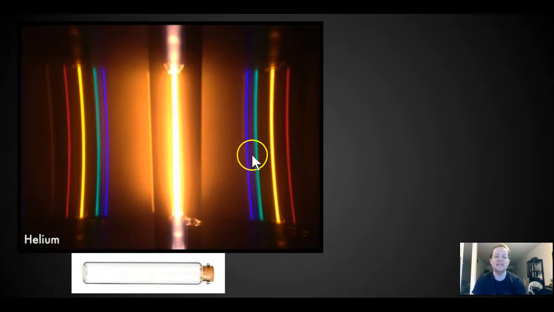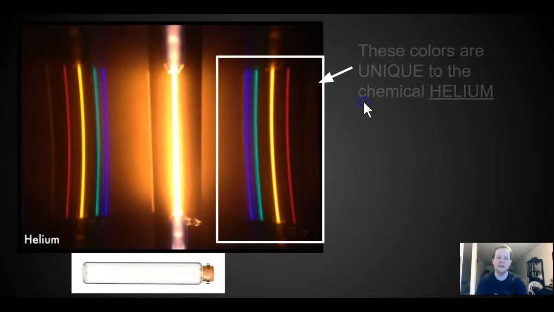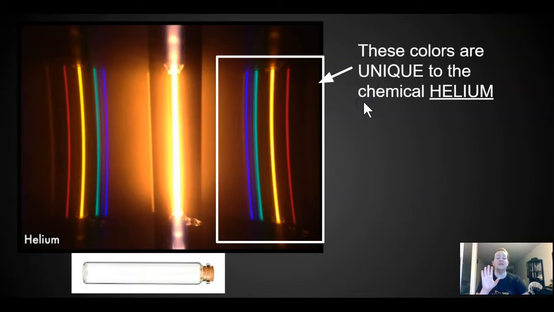And this is the light that helium scatters. Not all the types. Look, it scatters red. It scatters kind of green. A couple blues. And look at this, maybe a purple. This is the light that helium scatters. Oh, interesting. And this light is unique.